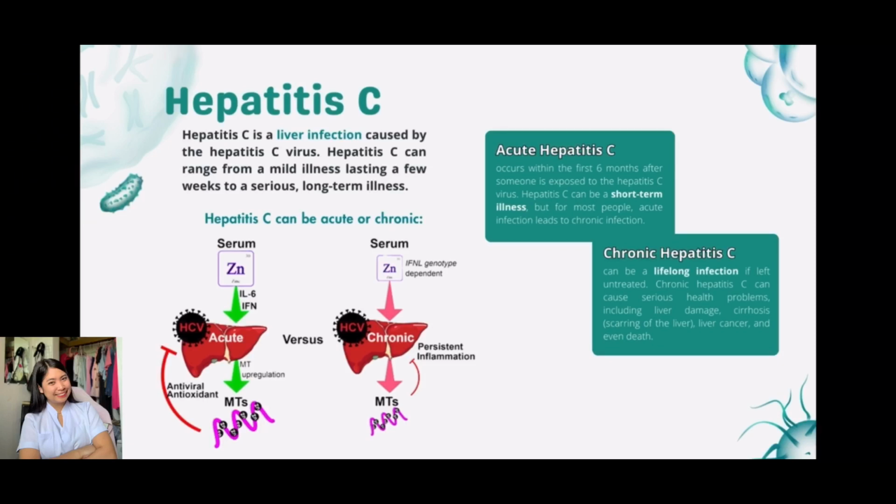Acute hepatitis C occurs within the first 6 months after someone is exposed to the hepatitis C virus. Hepatitis C can be a short-term illness, but for most people, acute infection leads to chronic infection. Chronic hepatitis C can be a lifelong infection if left untreated and can cause serious health problems including liver damage, cirrhosis or scarring of the liver, liver cancer, and even death.